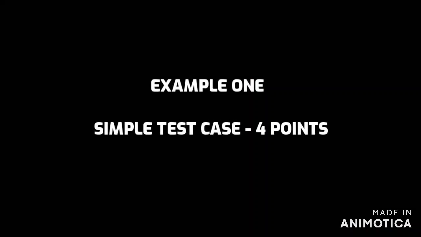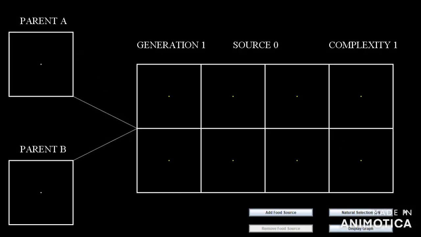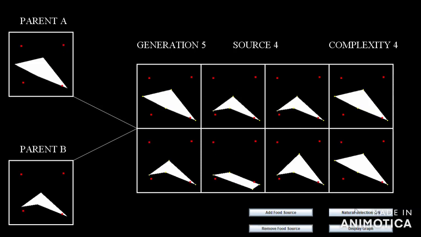Let's get started with the examples. Example number 1. Simple test case, 4 points. In the first example, I initialize 4 energy source points and challenge the organisms to find an optimal shape.